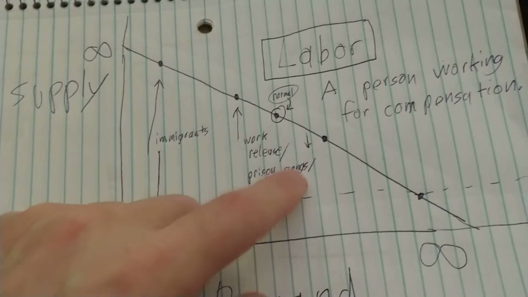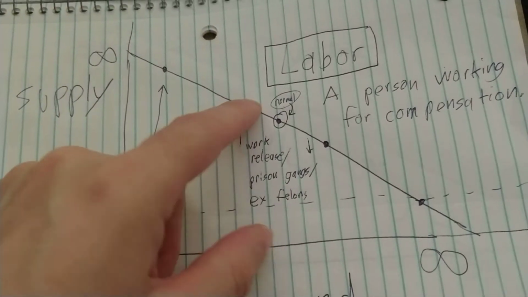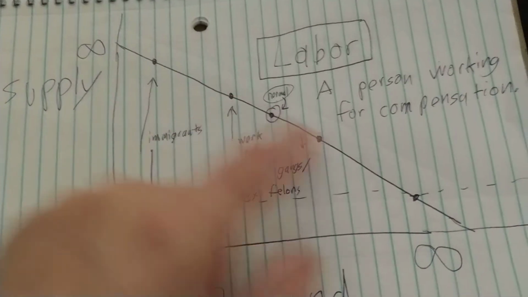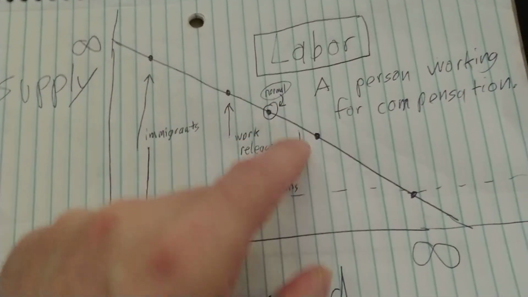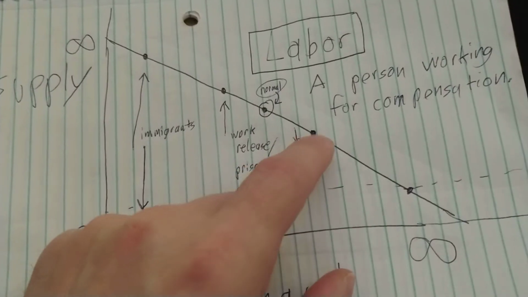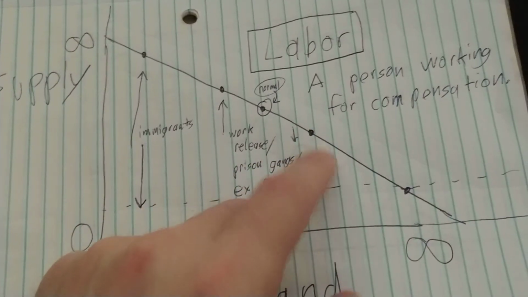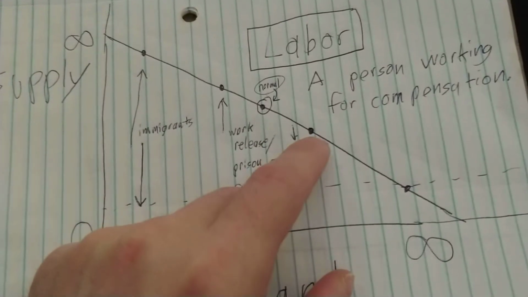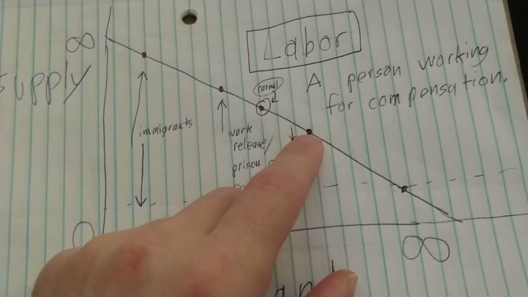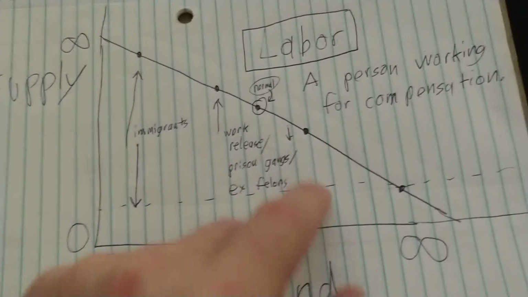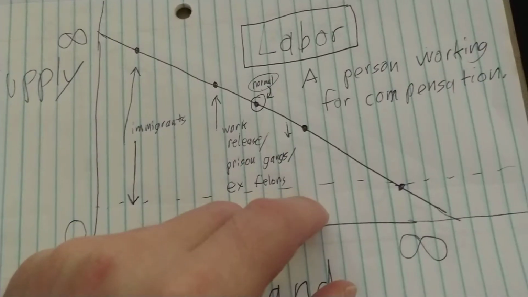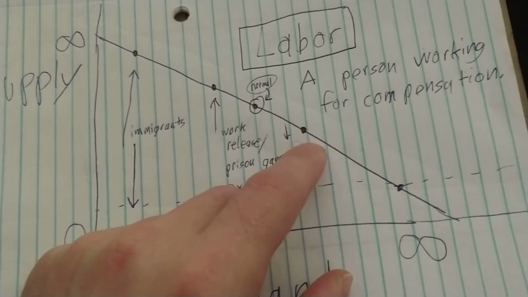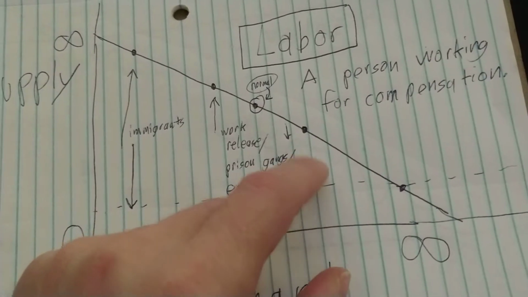So if you get more of these three things, then your supply goes up, and then wages go down because there's less demand. You get more supply, less demand. Now, if you get less of them, if you decrease the amount of work release, prison gangs, ex-felons, then people actually get paid more. The entire population, especially those low-end sectors, as employers have to pay more to get that labor.